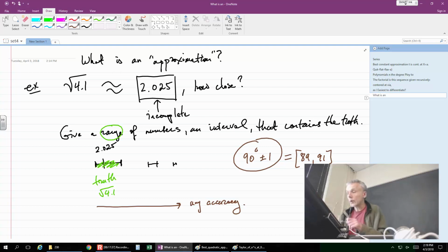Okay. So there is an error bound for our estimation. The approximation will be accompanied by a plus or minus number, and that number is called an error bound. Plus or minus the error bound.